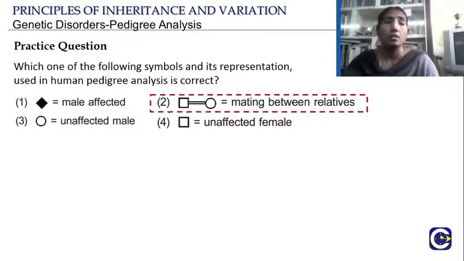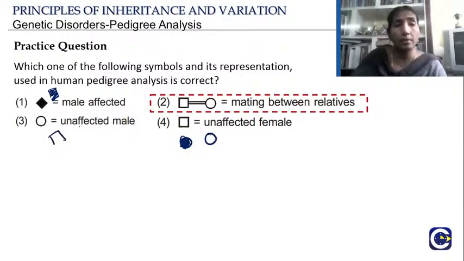Yes, you are right. So which of the following is correct? Because this we don't use. We use this, right? This is an unaffected female. We use affected male with this color. Unaffected will be like this. Unaffected female will be just round. Unaffected male will be like this. So this is the correct one, mating between the relatives. So that is the right option.